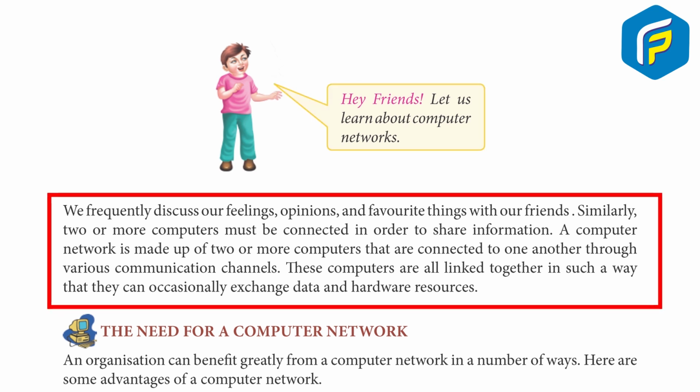We frequently discuss our feelings, opinions and favorite things with our friends. Similarly, two or more computers must be connected in order to share information. A computer network is made up of two or more computers that are connected to one another through various communication channels. These computers are all linked together in such a way that they can exchange data and hardware resources.